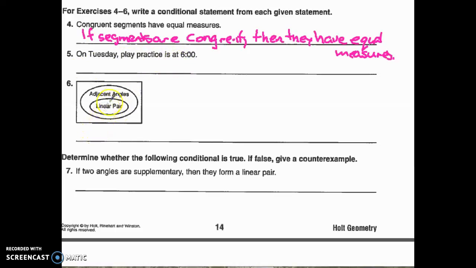Question number 6 deals with a Venn diagram showing me that I have a set of adjacent angles and I have sets of linear pairs as a subset of the adjacent angles. So I could write if it is a linear pair, then the angles are adjacent.